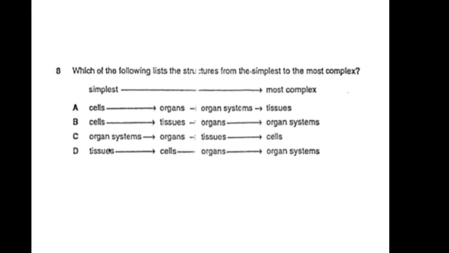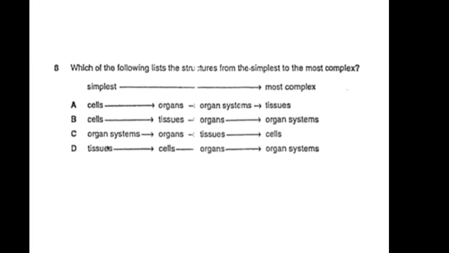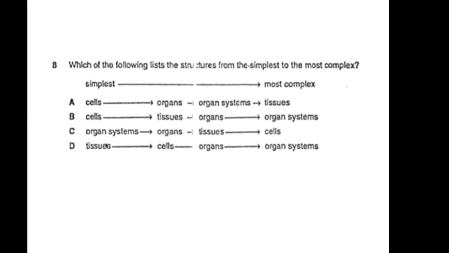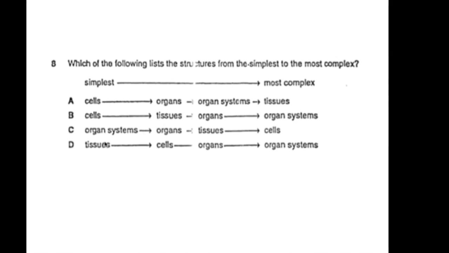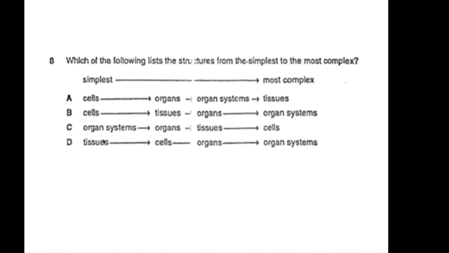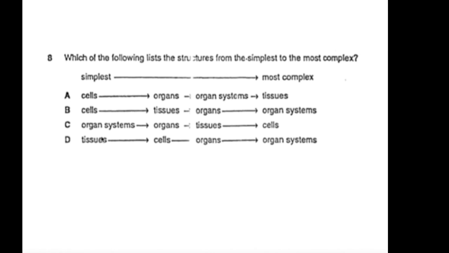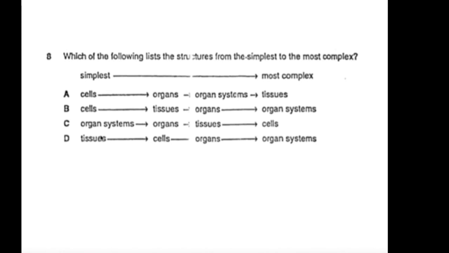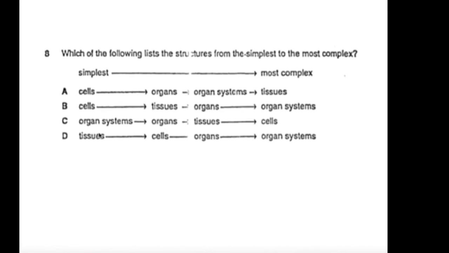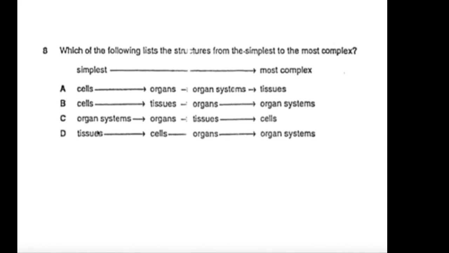Question number 8. Which of the following lists the structures from the simplest to the most complex? The simplest should always start from cells, so we can already eliminate C and D, since C starts from organ systems and D starts from tissues. Now let's look at A. It starts from cells to an organ, to organ systems, to tissues. Now, tissues gather to form an organ, so the tissues should come before an organ. So the only one left is B, which is cells, tissues, organs, organ systems. This is the correct answer.